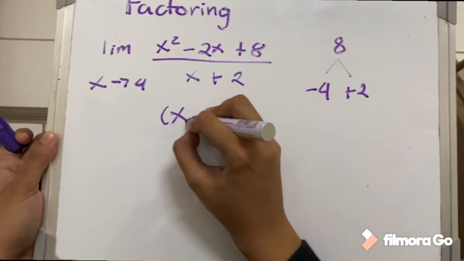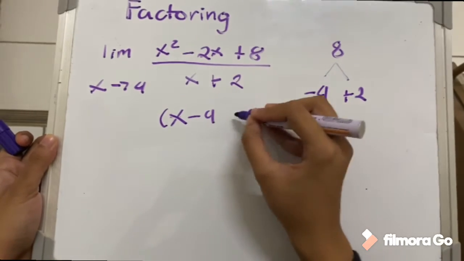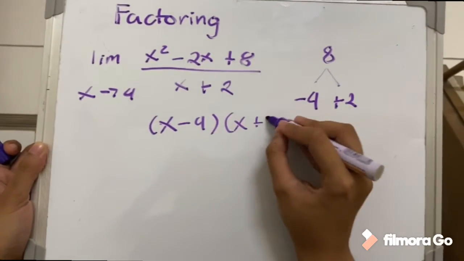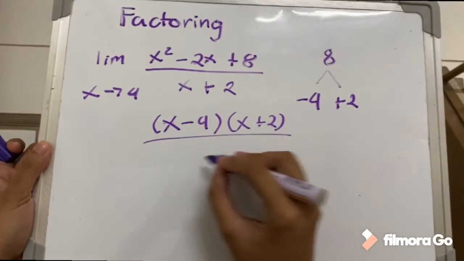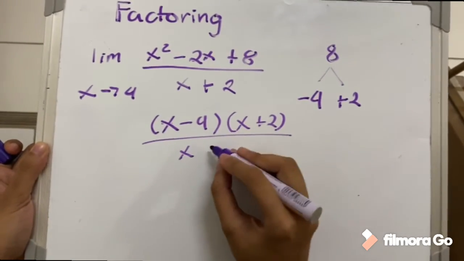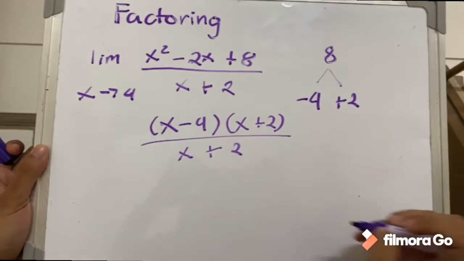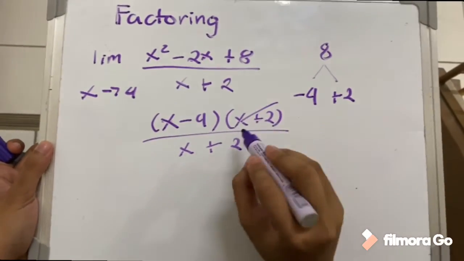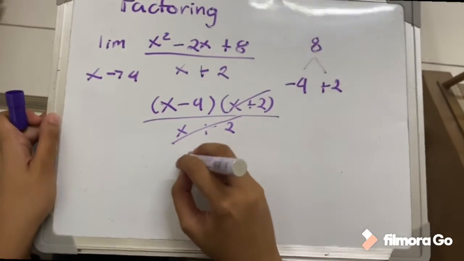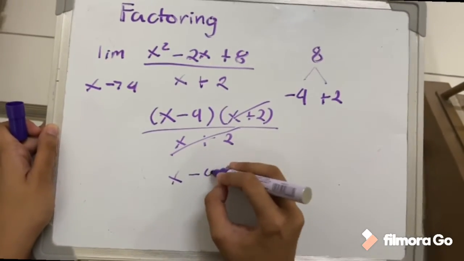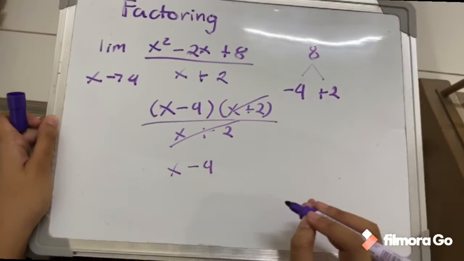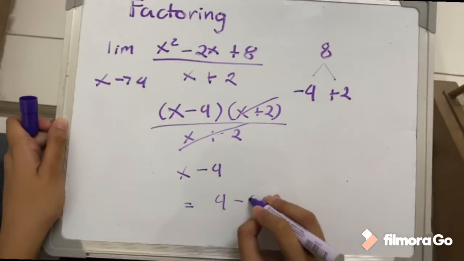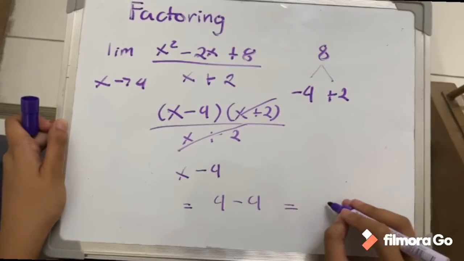So that would be x minus 4 times x plus 2 over x plus 2. Since there are two x plus 2's, we have to cancel both out. So we're left with x minus 4. Then we have to substitute x with 4. So that would be 4 minus 4, and the answer would be 0.